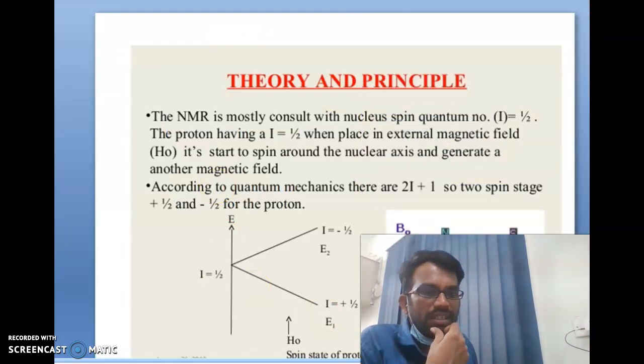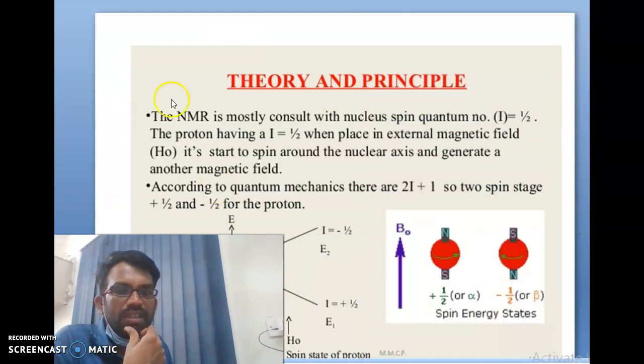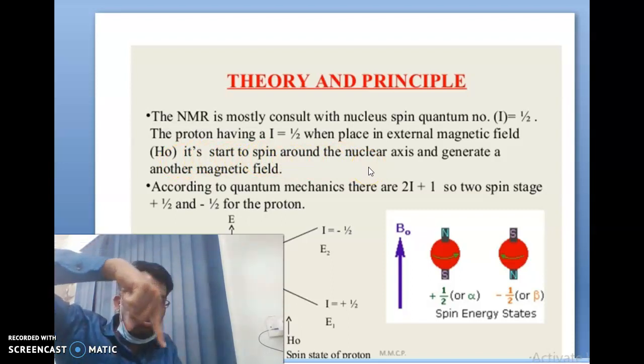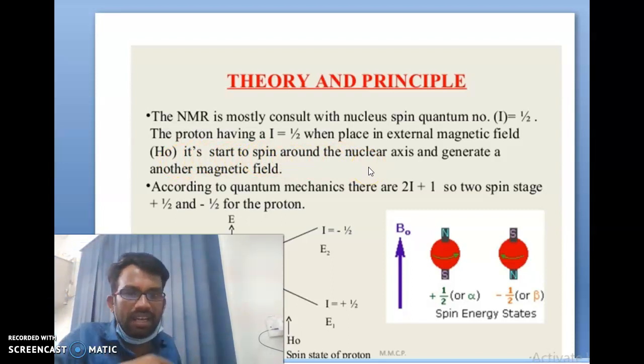From this figure you can easily understand the theory and the principle. Again, NMR is mostly concerned with nuclei whose spin quantum number I is equal to 1/2. The proton has I equal to 1/2. When placed in the external magnetic field H naught, it starts to spin around the nuclear axis, and this spinning generates another magnetic field.